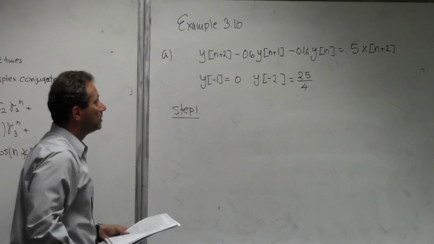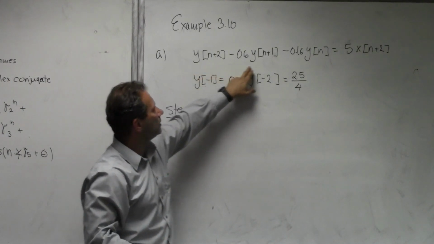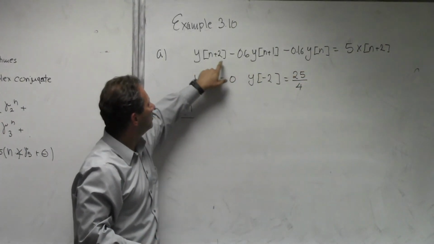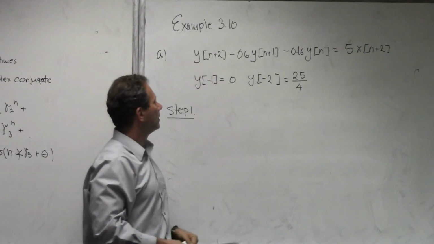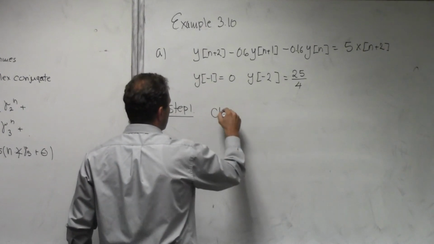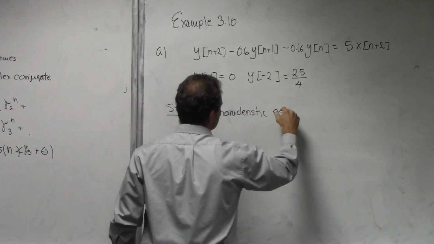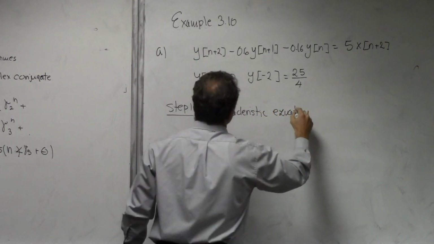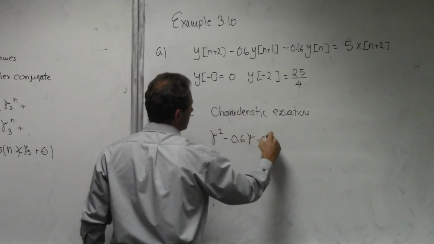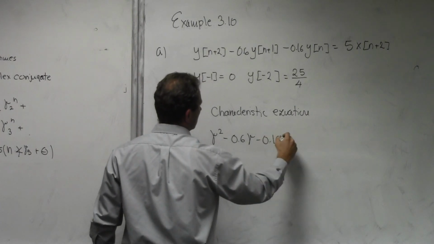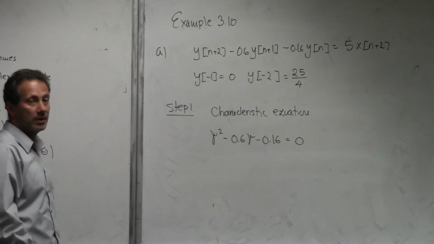you form the characteristic equation. And this is really very easy to do. All you need to do is look at what's on the left-hand side, and then based on what you see here, use that as the power of your gamma. So the characteristic equation becomes gamma squared minus 0.6 gamma minus 0.16 is equal to 0. Right, so that's your characteristic equation.